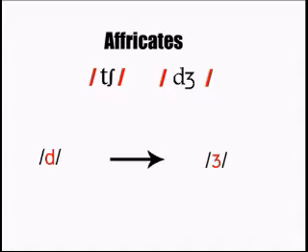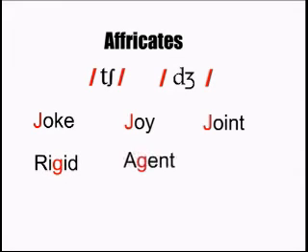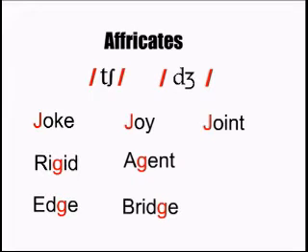As to j, it is a voiced affricate. The articulation of j starts like that of d and ends like that of zh. It occurs initially as in joke, joy, joint, medially as in rigid, agent, and finally as in edge, bridge, age.